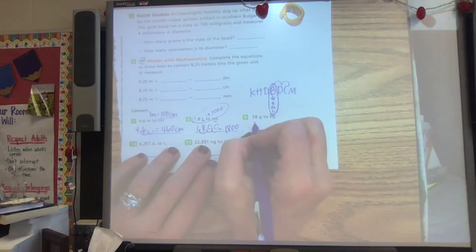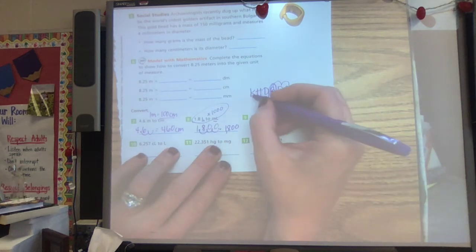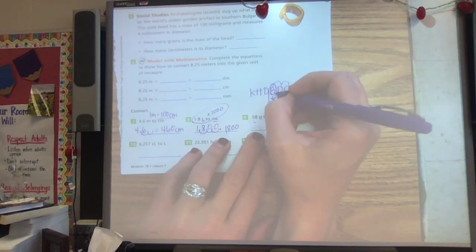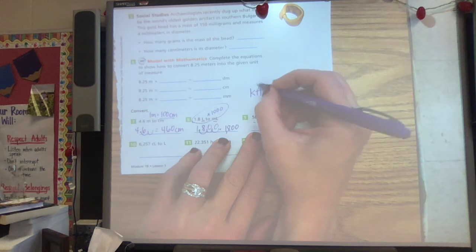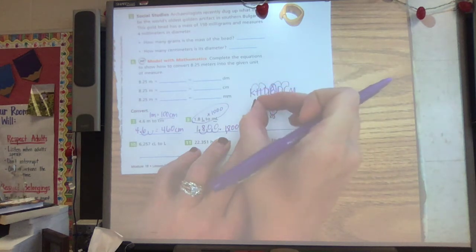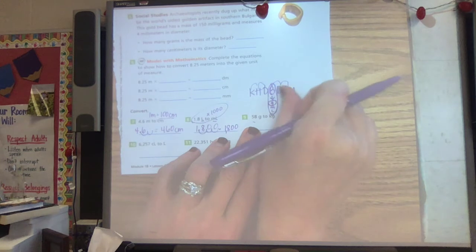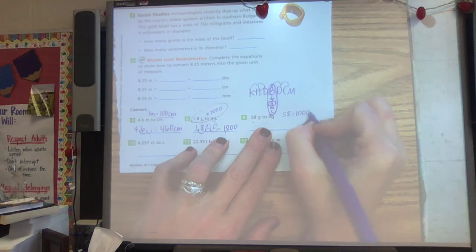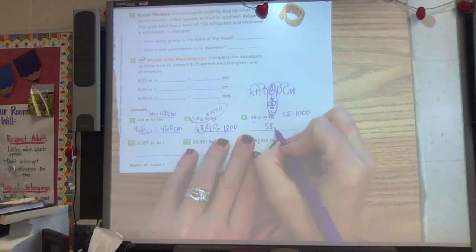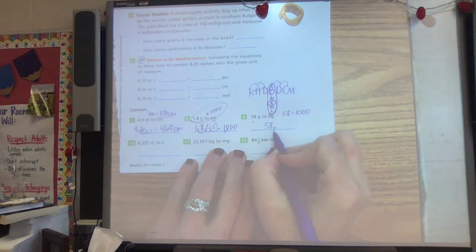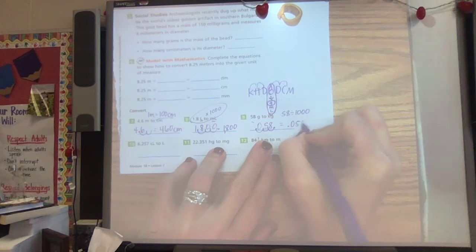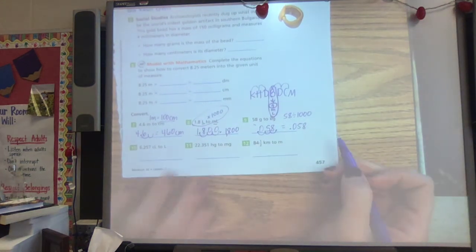Okay, for number 9, we're changing from grams to kilograms. So grams is our base unit, and we're moving backwards to kilograms. It's going to be smaller because it's going to take less of those. So we're going to divide by 1,000. I know there's always a decimal here, even if I don't see it. I'm going to move backwards 3 times. So that answer would be 58 thousandths.